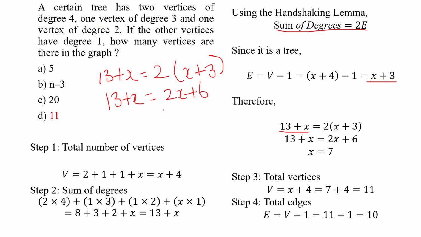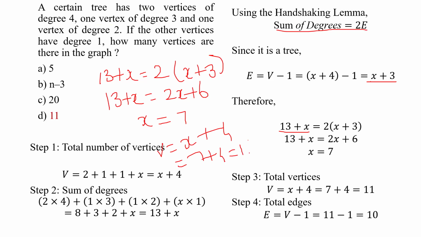Now 13 minus 6 is equal to 7. So 2x is equal to, x equal to 7. Now you can apply the vertex. Vertex equal to what we got? X plus 4 we got. Upper 7 plus 4, what?